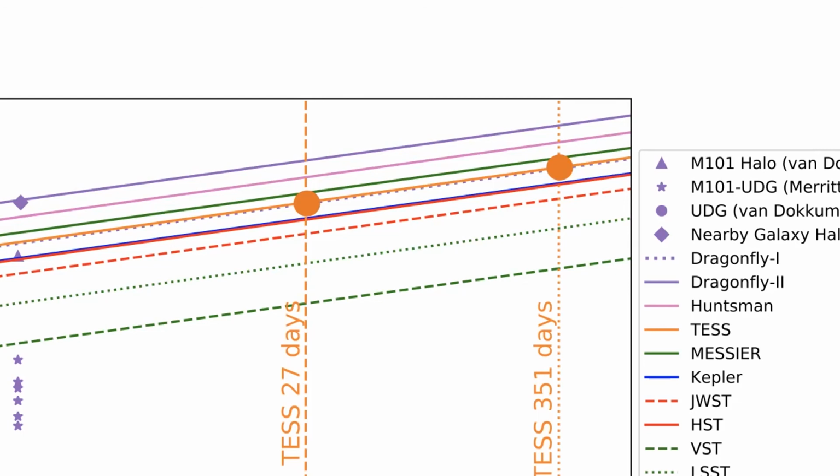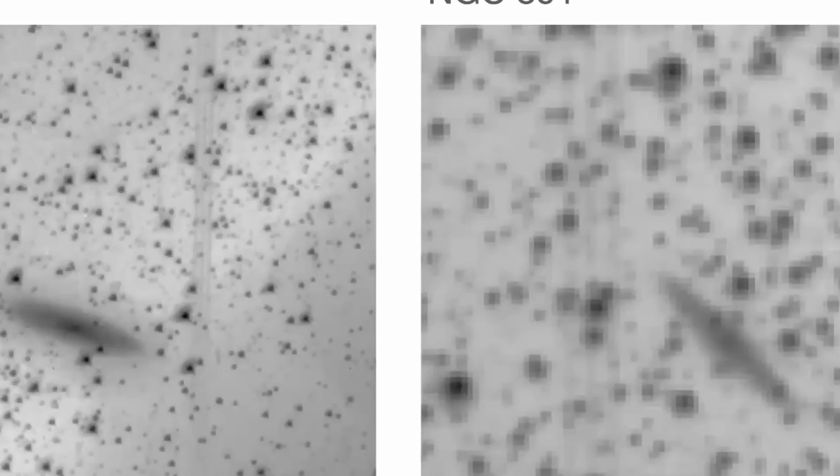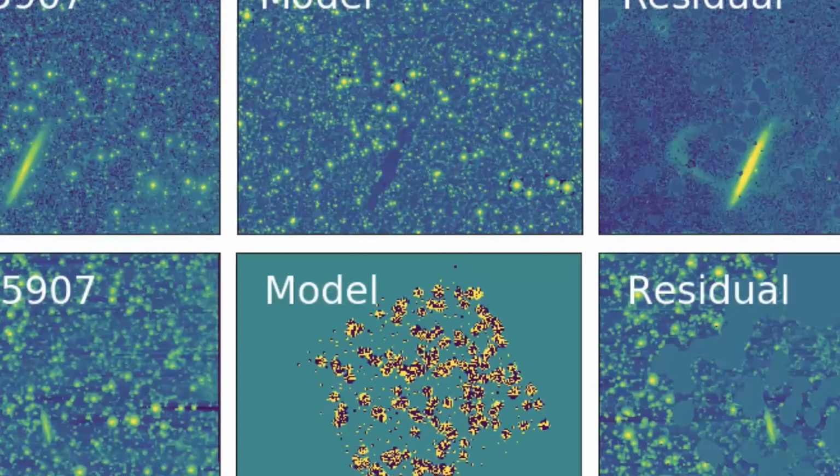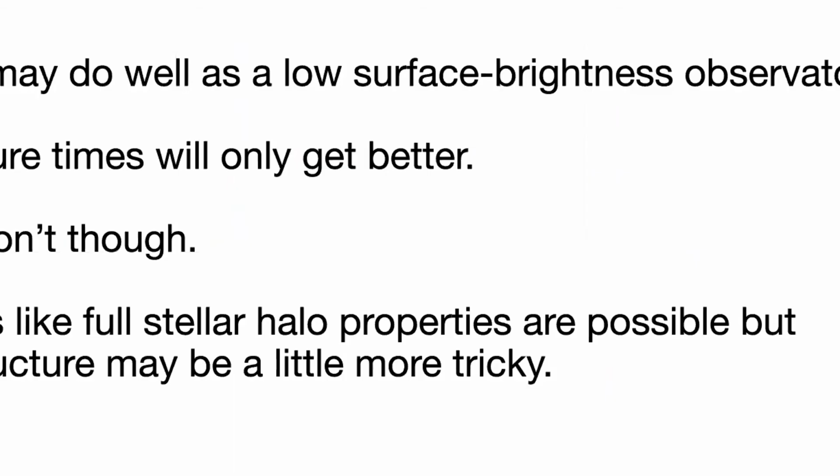That might be worth looking at, especially some edge-on galaxies, but they don't look very photogenic at the moment. But I hope that we can actually subtract the PSF there and have a look at the global properties of some nearby galaxies. So TESS might do well as a surface brightness observatory.